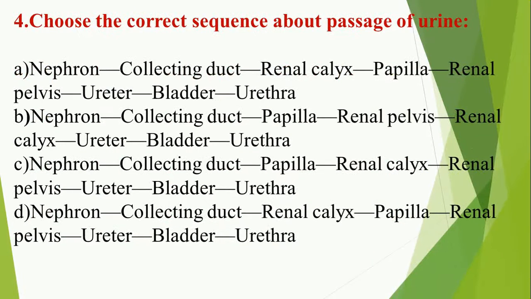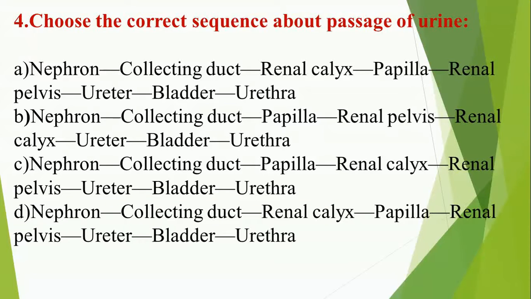Question number 4. Choose the correct sequence about passage of urine. First two are very easy to understand because it's completely the nephron where the urine is formed. Bowman's capsule, glomerulus, PCT, loop of Henle, DCT, collecting duct. So nephron, collecting duct, you have no confusion.